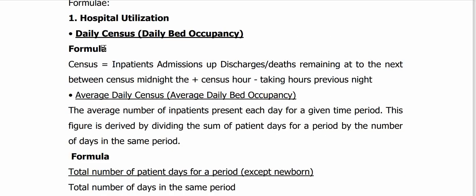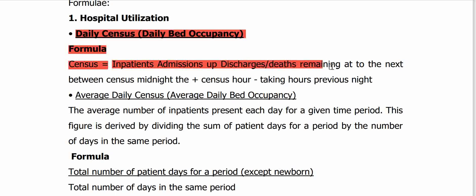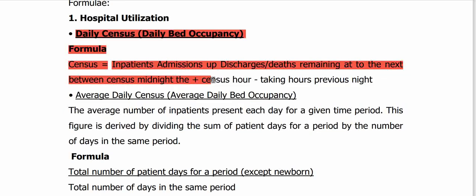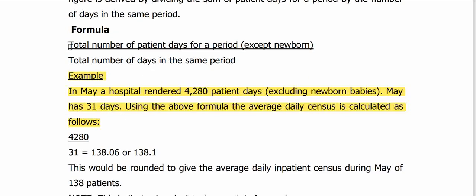Right. So hospital utilization, number one, we have a daily census or maybe daily bed occupancy. So the formula is census is equal to inpatient admissions up to discharges or deaths remaining at the next census midnight plus census hour taking. So straight away to the formula, we have the total number of patient days for a period, except newborns. We don't calculate the newborns. Okay, the total number of patient days for a period over the total number of days in the same period.